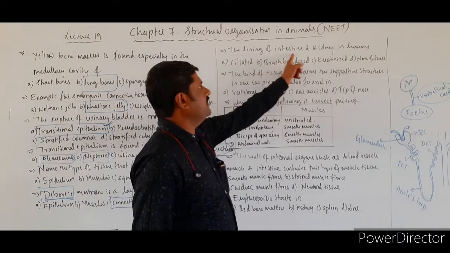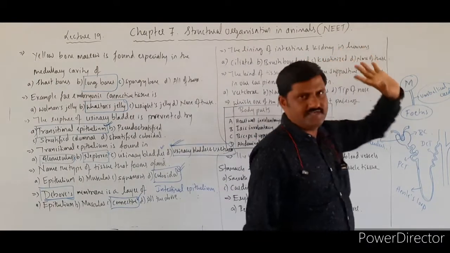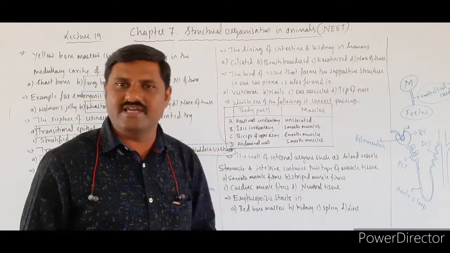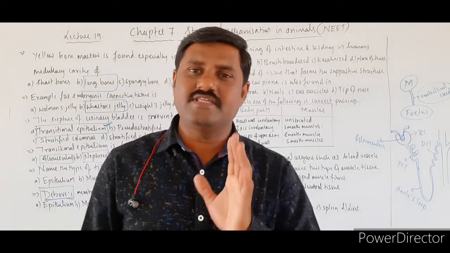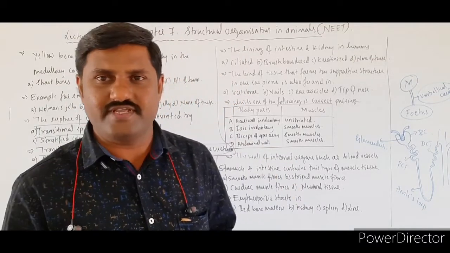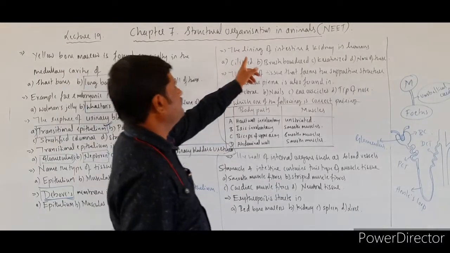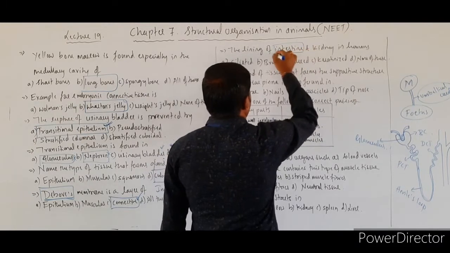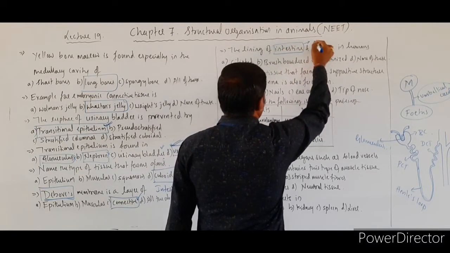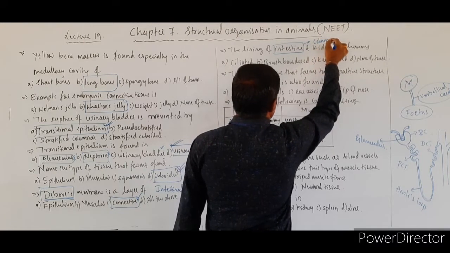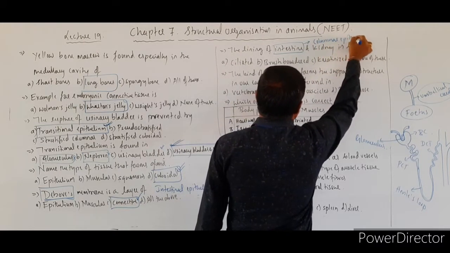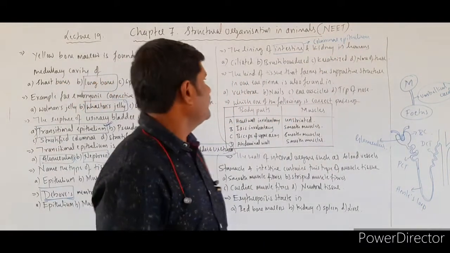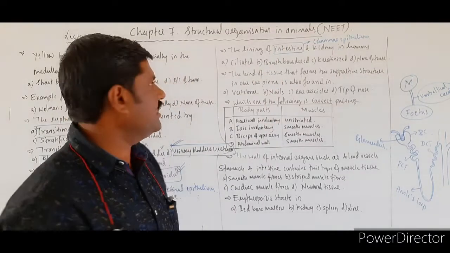The lining of intestine and kidney in humans is, what are the human intestine as well as kidney lined with? Especially the kidney, that contains nephrons. So what is it lined with? Here is one hint. The intestine is always lined with columnar epithelium. It is a known thing for you people. So intestine itself is lined with columnar epithelium.